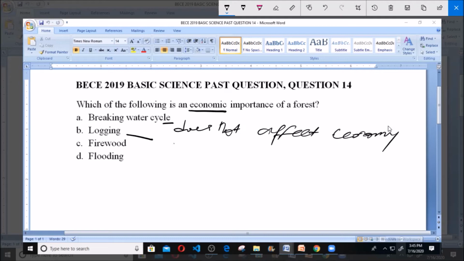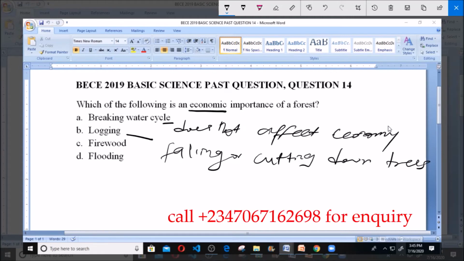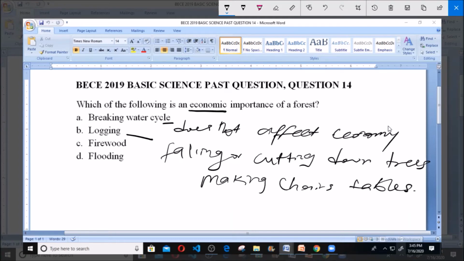Now logging, what does logging mean? Logging simply means felling trees or cutting down trees for the purpose of making chairs, tables, and all that wooden equipment. Definitely for you to get these trees, you get them in the forest. When you cut down these trees and process them into chairs, tables, doors and various wooden equipment, they are sold, and this will generate income. So it affects the economy.